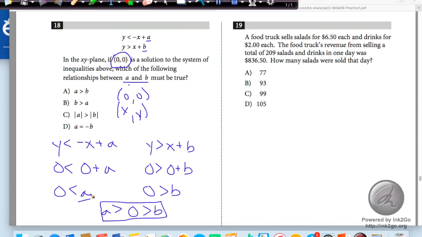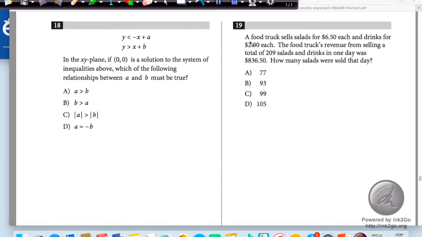Looking up here, A is going to be your best possible answer, because A must be greater than B. If A is greater than 0 and B is less than 0, then A therefore needs to be greater than B, and A is going to be your best possible answer for 18.